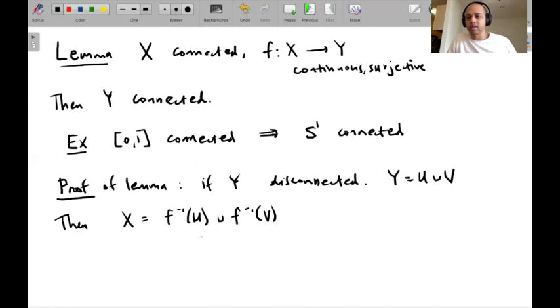So these definitely cover X, and they're open sets because U and V are open, and they're disjoint. And so this implies X is disconnected. Okay, so this is the contrapositive. And so if X is connected, then Y is connected. Great.